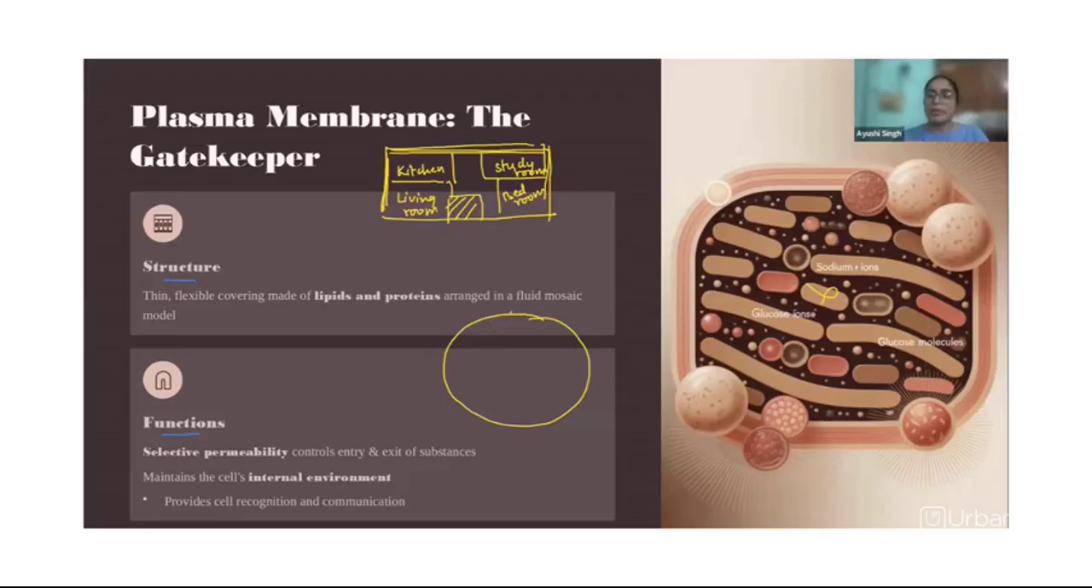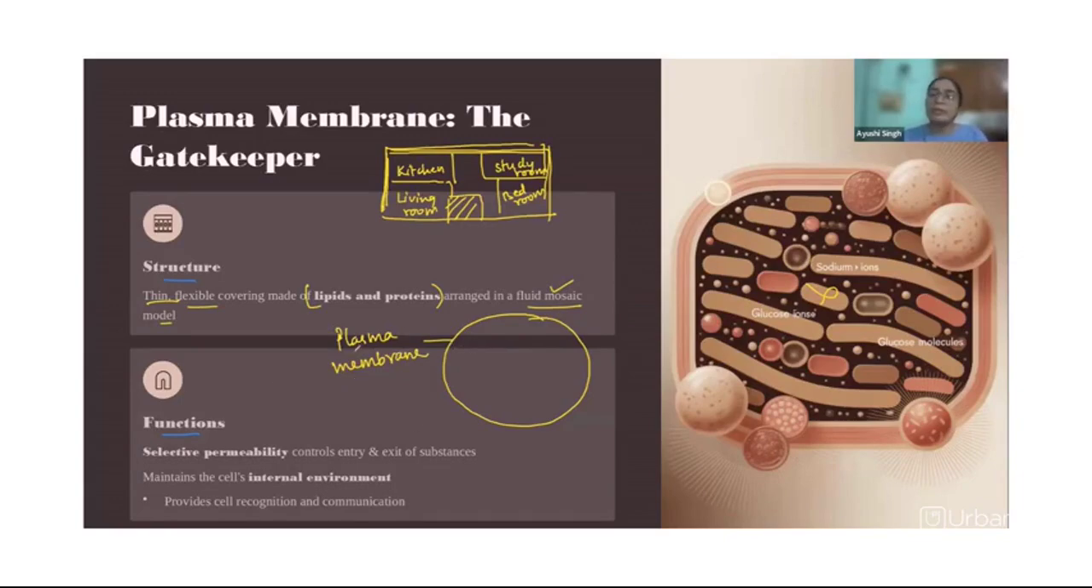These cells have a proper boundary outside, and this is called the plasma membrane. It's like a membrane, right? The plasma membrane is very thin and flexible, and it is covered with lipids and proteins arranged in a fluid mosaic model. What exactly the fluid mosaic model is, we will discuss in a regular class, as that's an in-depth topic.